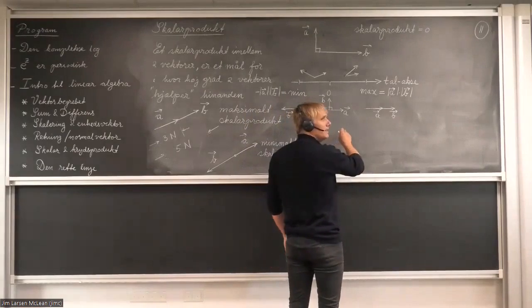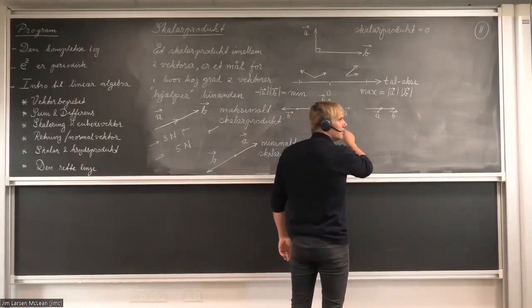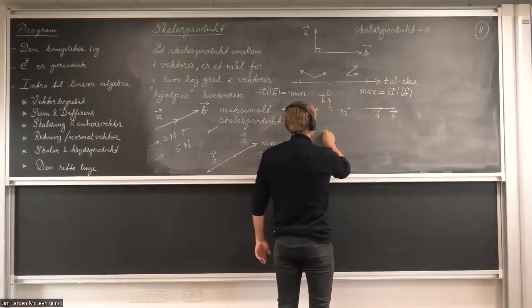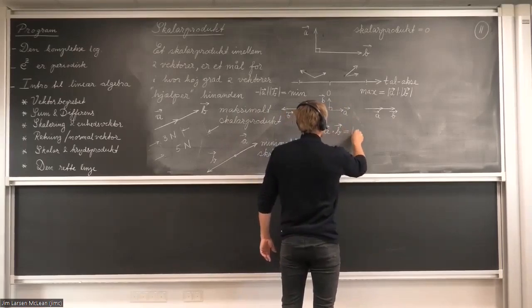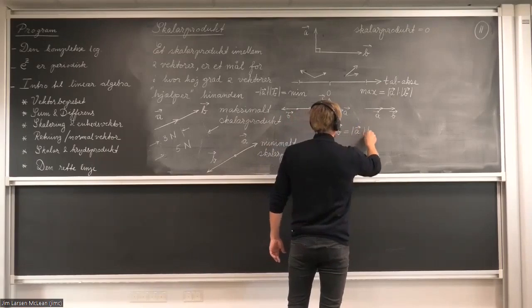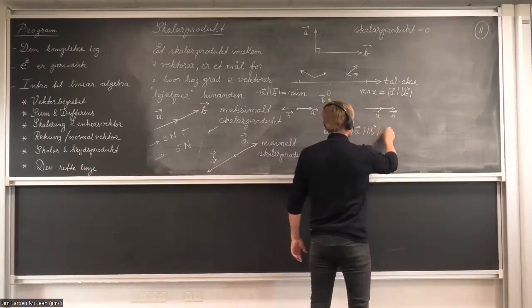So you can prove it. That was done back in high school, so we won't bother repeating that proof. It's quite simple, really. But one can prove that the dot product between two vectors is the length of one times the length of the other, multiplied by the cosine of the angle in between.